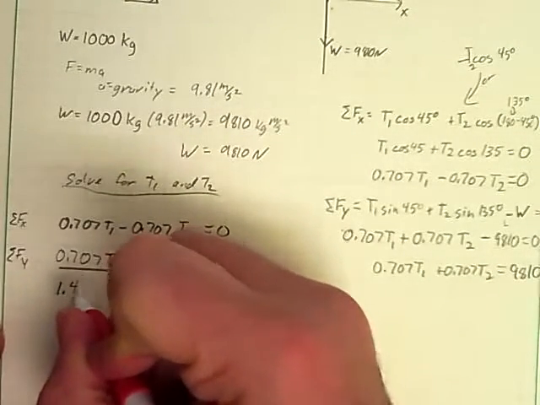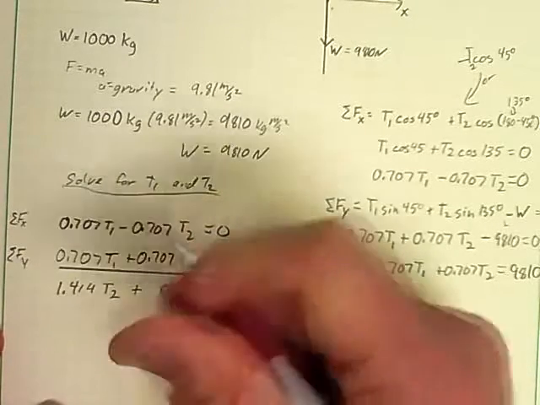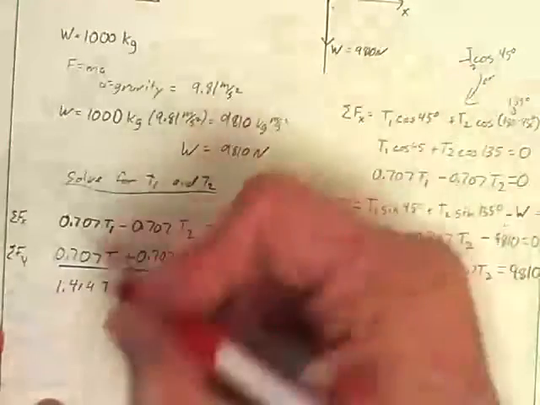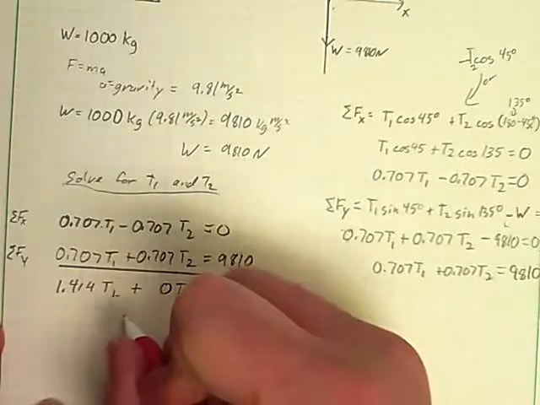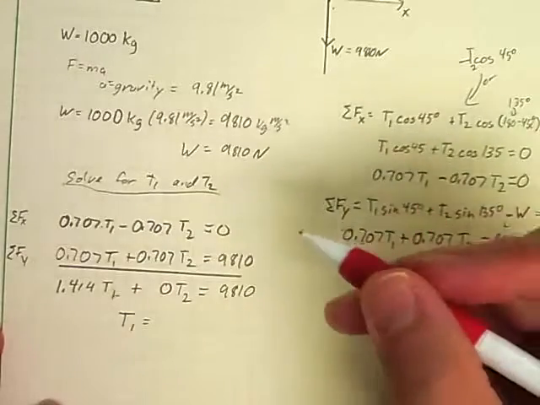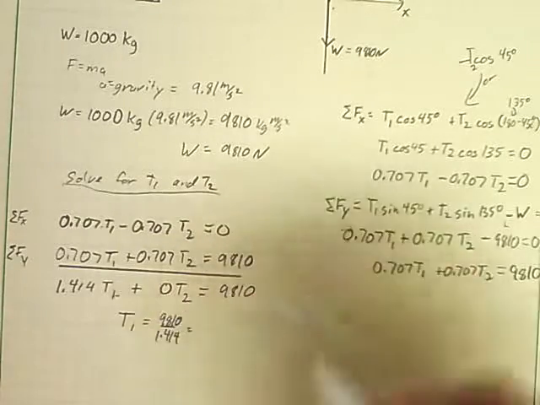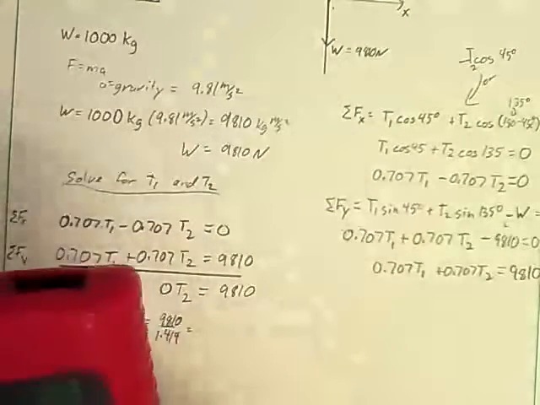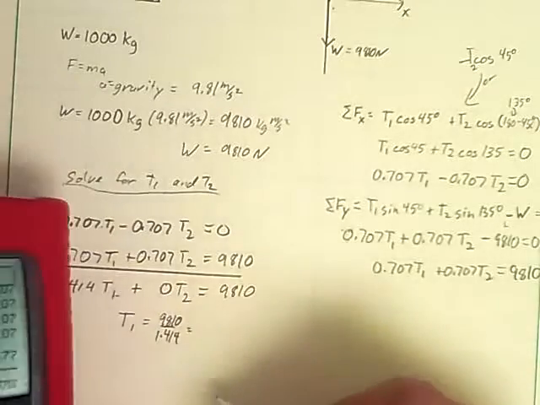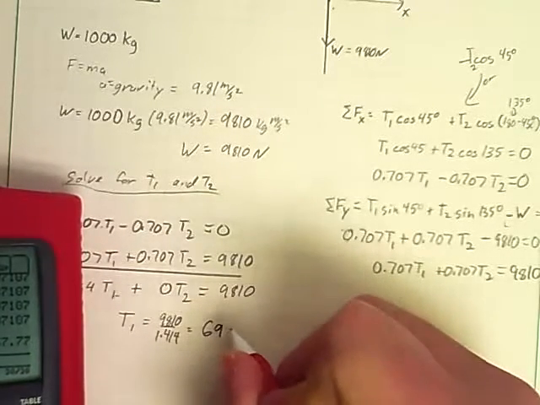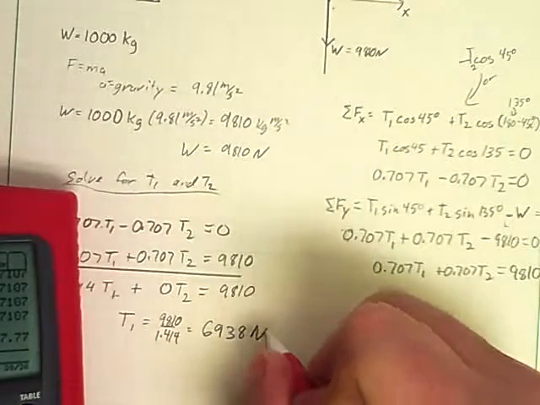So 1.414 times T1 plus 0 times T2 is 9,810. And so T1 is 9,810 divided by 1.414. I get 6,938. Units are newtons.